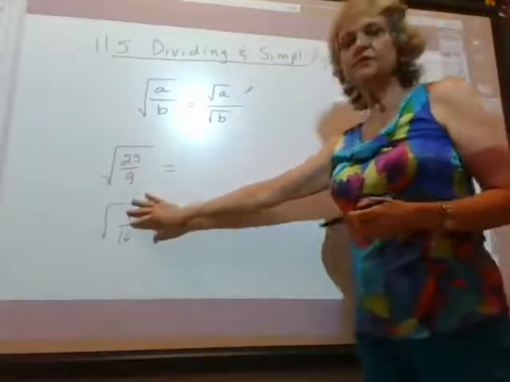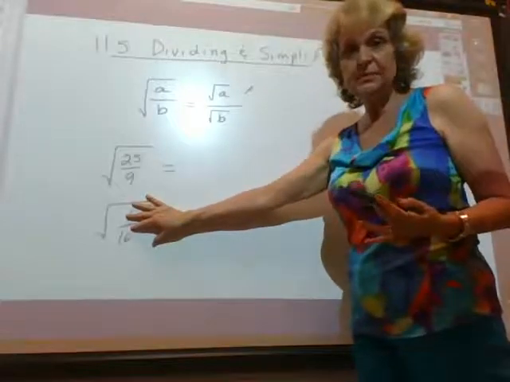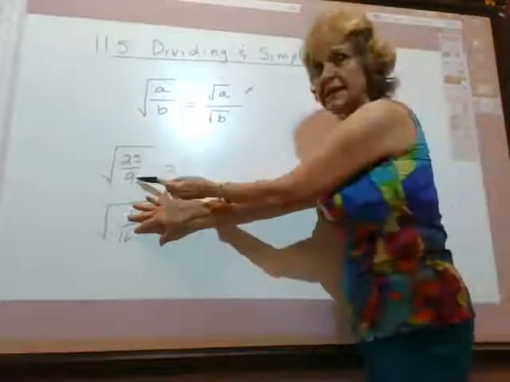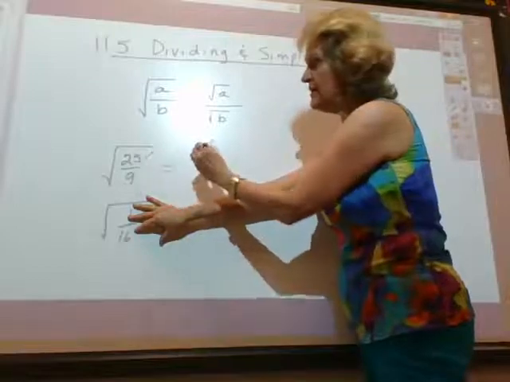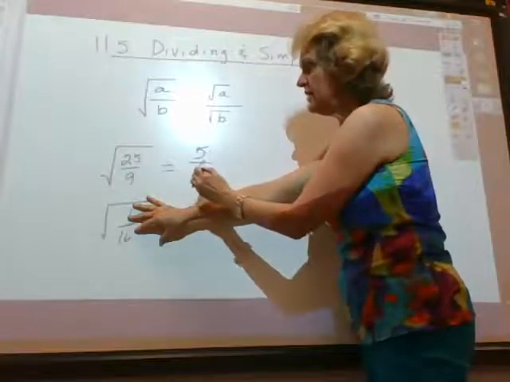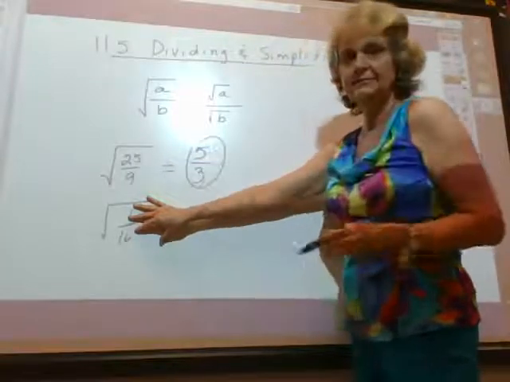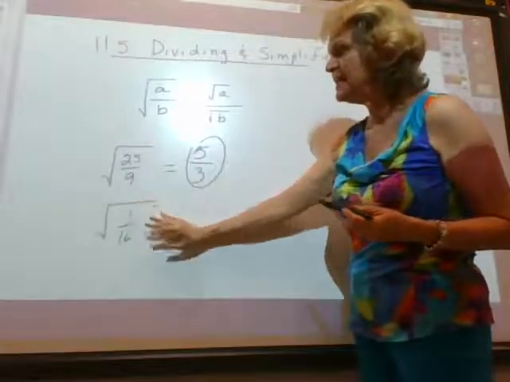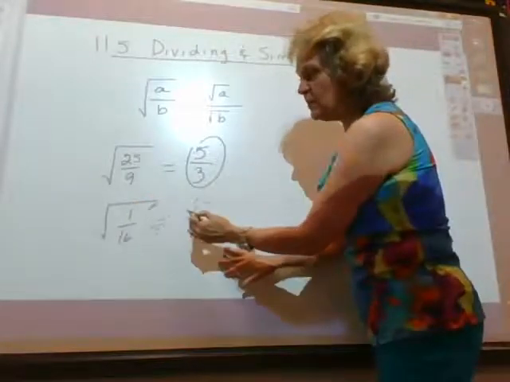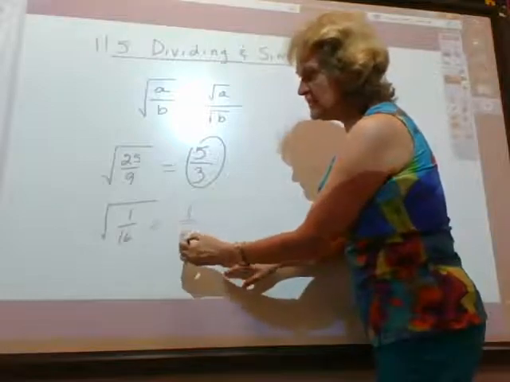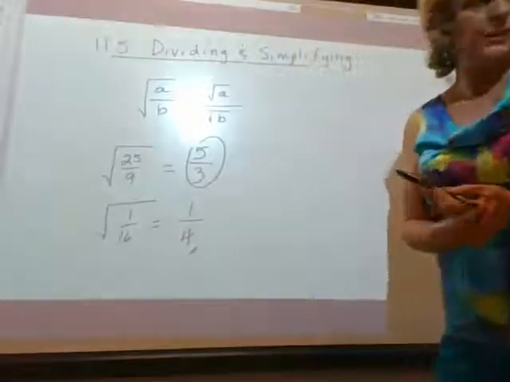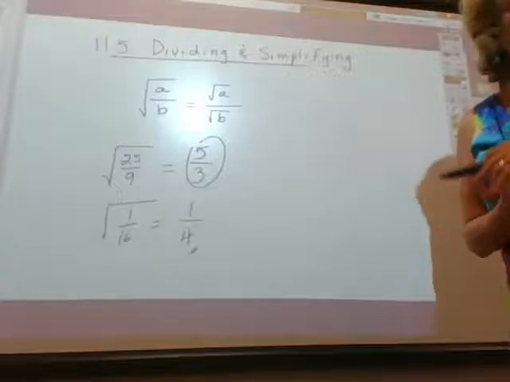What you always want to look for first is: can it be simplified right away? Well, yes, this can, because we know the square root of 25 is 5, the square root of 9 is 3, and we're done. Yay, don't you hope for those kind of problems. Here's another one. The square root of 1 would be 1, the square root of 16 would be 4. Pretty simple, right?